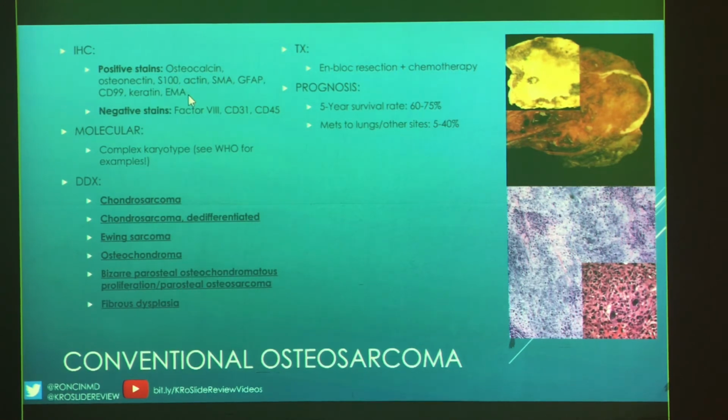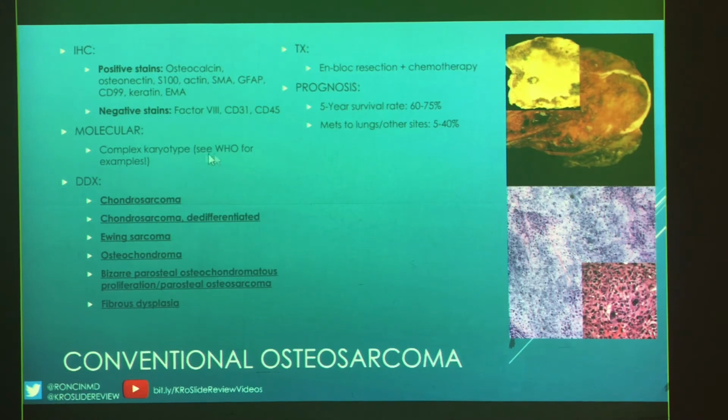Positive stains, we have osteocalcin, osteonectin, S100, actin, SMA, GFAP, CD99, keratins, EMA, so lots of things to try and get positive. Negative stains, so factor 8, CD31, CD45, so your vascular markers are going to be negative, okay? Molecular, complex karyotype.